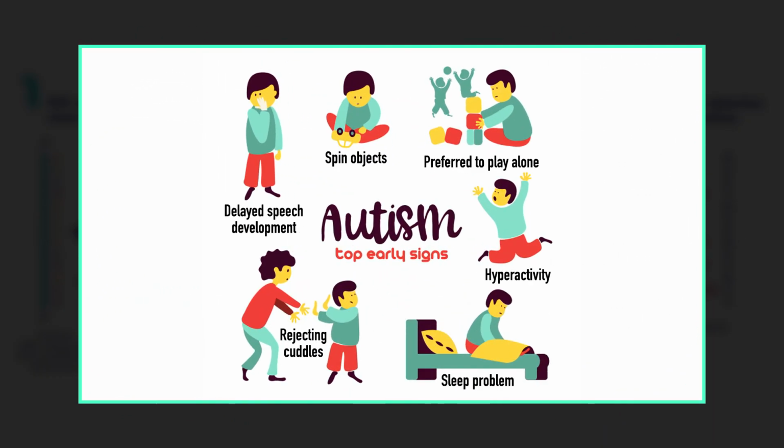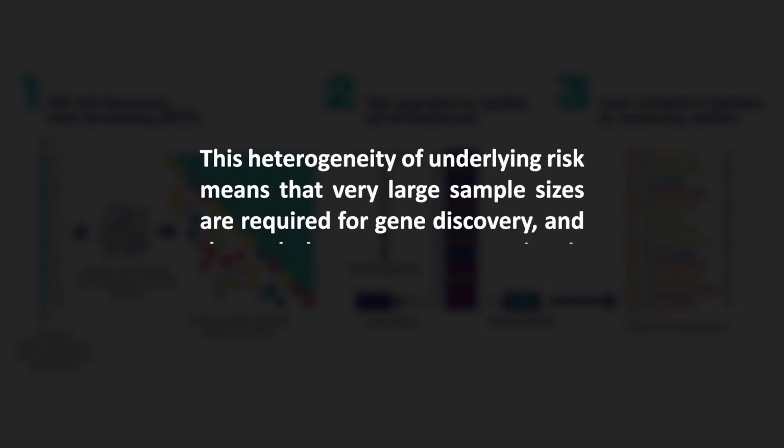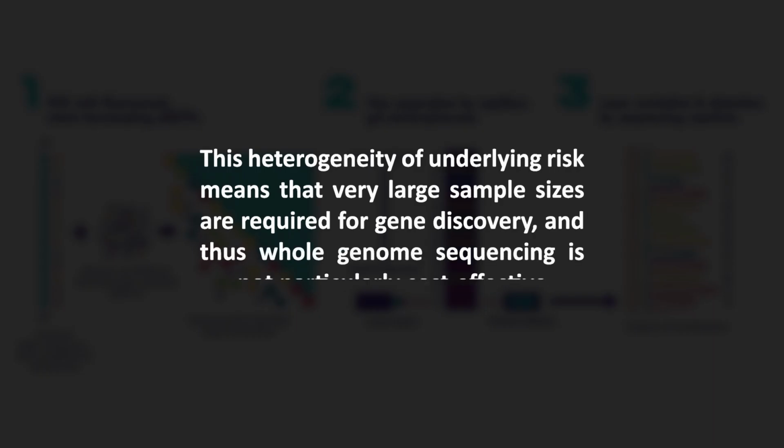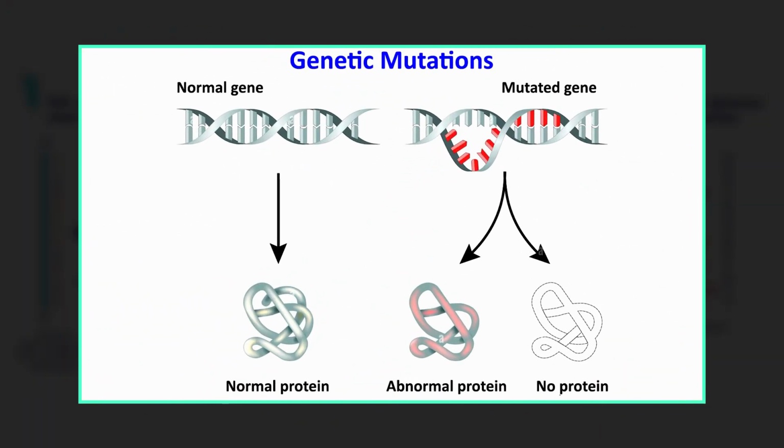However, in complex disorders such as autism, a large number of genes are thought to be associated with disease risk. This heterogeneity of underlying risk means that very large sample sizes are required for gene discovery, and thus whole genome sequencing is not particularly cost effective. This sample size issue is alleviated by the development of novel advanced analytical methods, which effectively map disease genes even though the genetic mutations are rare at the variant level.